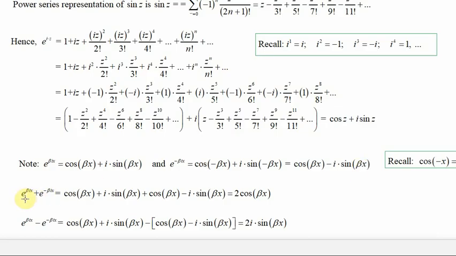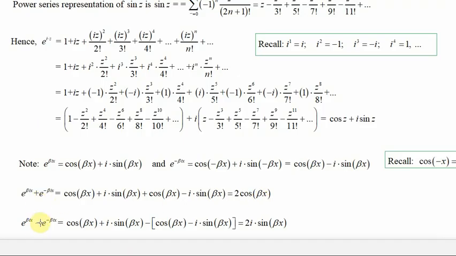And so e to the beta ix plus e to the negative beta ix will be this expression plus this expression. And then this term here will drop out, and we have 2 cosine beta x.